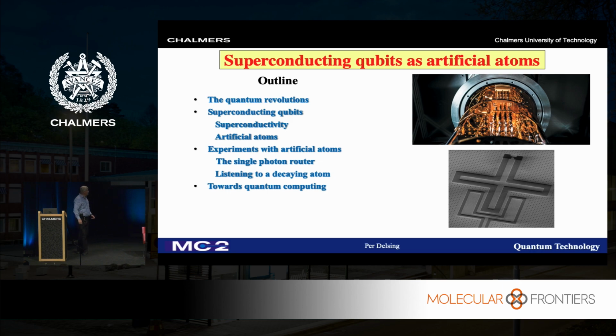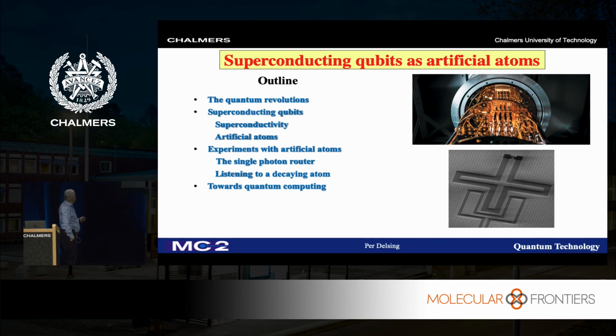So this is the outline of my talk. I will talk a little bit about quantum revolutions. How does this come about that we now think that we can build quantum computers? Then I will talk about the superconducting qubit in itself. So I say something about superconductivity and how these things act like artificial atoms. And I will show you two experiments where we use these superconducting qubits as artificial atoms. So you will see a little bit how they work. And then I will say a few words about how you start to work towards a quantum computer and how you couple these qubits together.